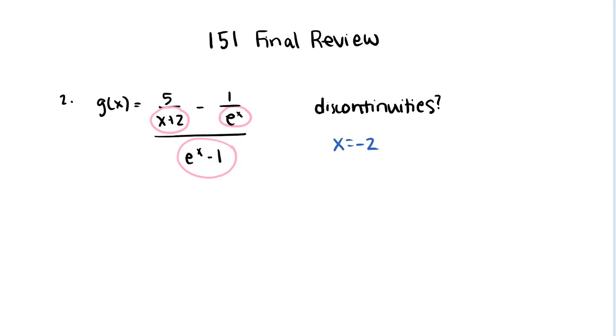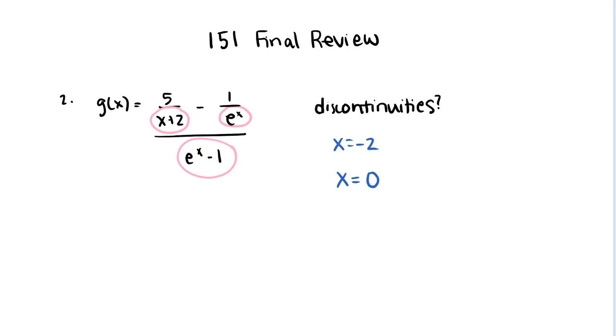And then e to the x minus 1, is that ever 0? Well, when e to the x is equal to 1, and then we have minus 1, that would give us 0. And so that occurs when x is equal to 0, right? When x is equal to 0, e to the x is equal to 1, and then we'll have 0 in the denominator of the larger fraction.